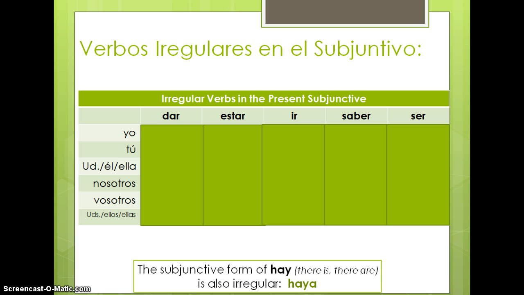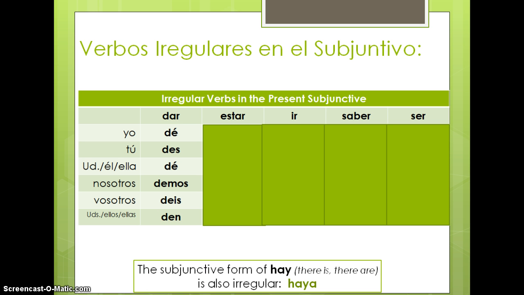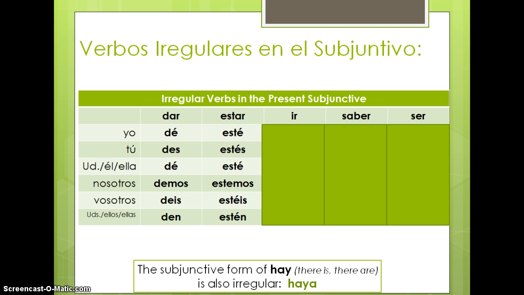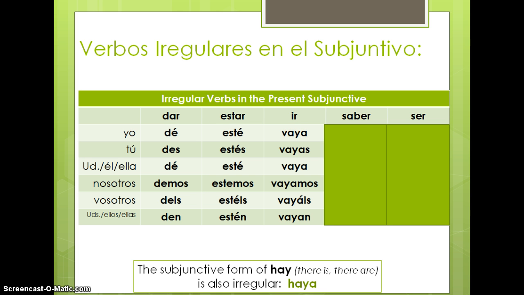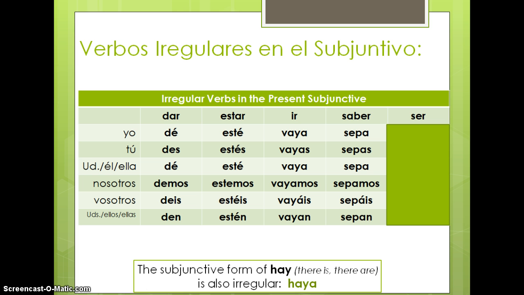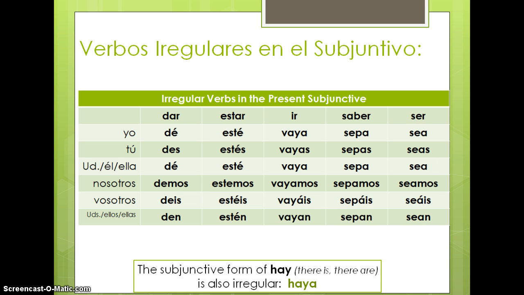We do have to look at 5 verbs that are just irregular in the subjunctive. Again, make sure you are completing your notes. You have dar, to give, and these are the forms in the present subjunctive. Estar, to be. You have ir, to go. Saber, to know. And finally, ser, our other to be, with their forms.